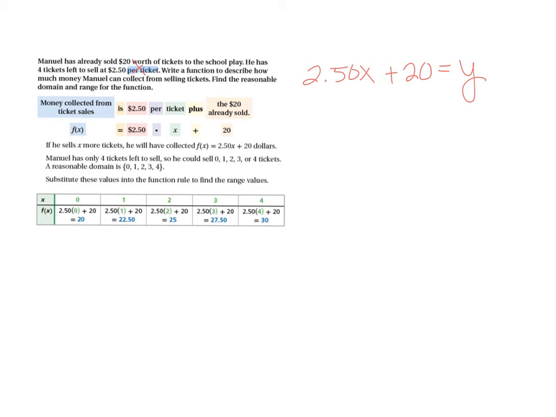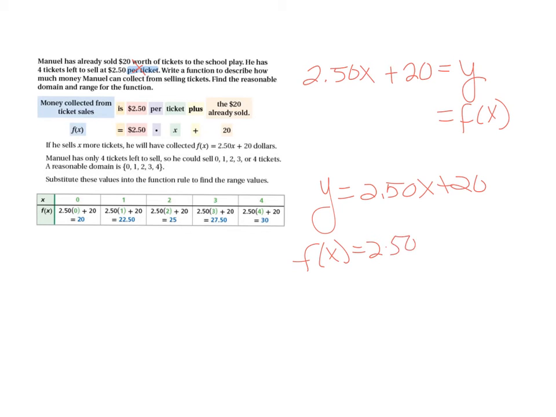Okay, the total cost. Write a function to describe how much money Manuel can collect from selling tickets. Now, a function, remember, can also be equal to f of x. So it could be either one. If I rewrite this in the correct form, usually we write y equals first, like y equals mx plus b, which we're going to learn next chapter. So I could write y equals 2.50x plus 20, or I could write f of x equals 2.50x plus 20. These are the same exact thing.